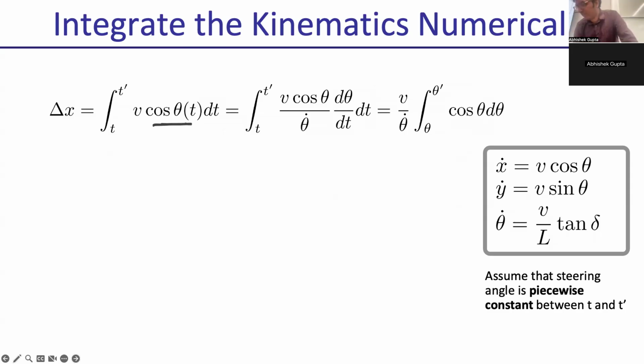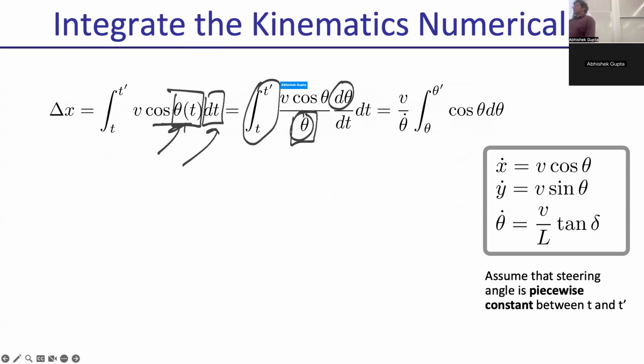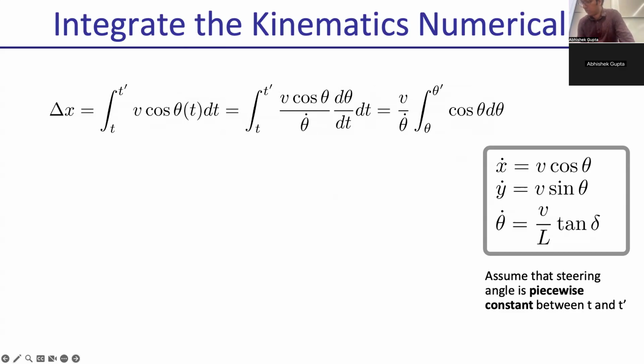The problem is that the integration variable and this thing are not the same. This is in theta, this is in t. So you multiply and divide by d theta over dt, and then you say that theta dot is going to be consistent over this interval. We're not saying that theta is consistent. Theta dot is consistent, which means the rate of change of theta will be consistent over your interval.